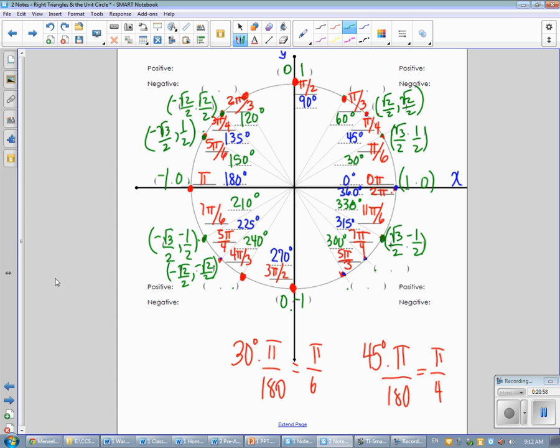And in quadrant 4, x is going to be positive and y is going to be negative. And the last one corresponds to our 60-degree triangle. But remember, if I drop an altitude, that's 60, which makes the other angle 30 degrees. So it's just flipping around my 30-degree angle.